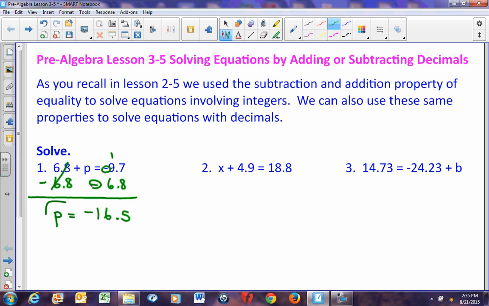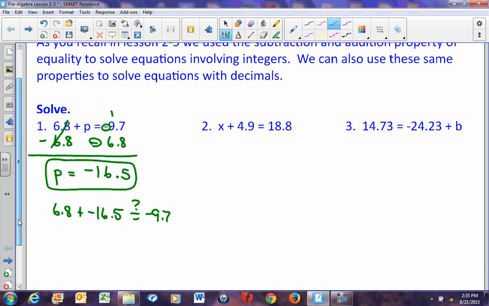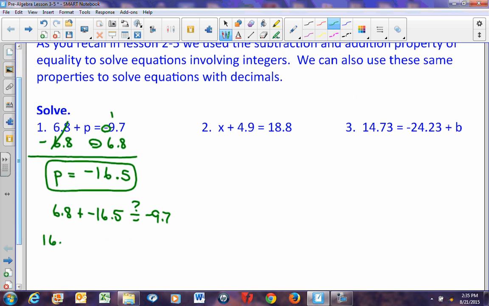And you can check these just like we checked problems before. Okay, I can say 6.8 plus negative 16.5. Does that equal negative 9.7? And all I have to do is take 16.5 and subtract 6.8 from that. Let's see here. 8, 7, and 6, 9, and it would be negative, so it checks.